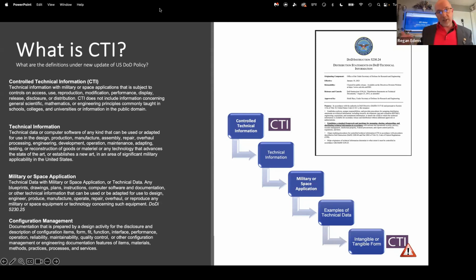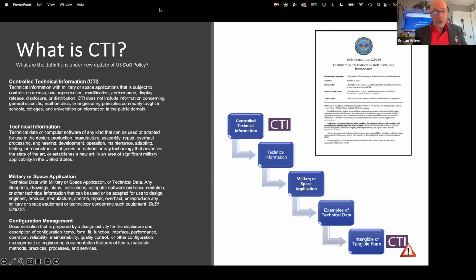Furthermore, it asks, does that technical information have a military and space application? So technical data with military space application means any blueprints, drawings, plans, instructions, computer software, documentation, or other technical information that can be used or adapted for use to design, engineer, reproduce, manufacture, operate, repair, or overhaul any military space equipment or technology concerning such equipment.